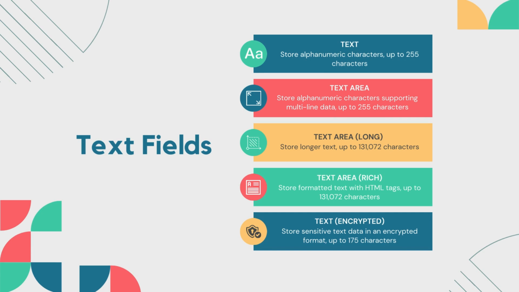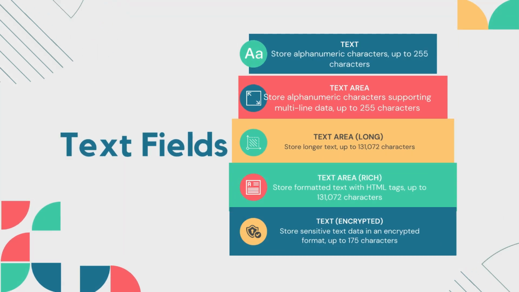Text fields. This type contains 5 different individual field types. Text is used to store alphanumeric characters up to 255 characters. Text area allows us to store alphanumeric characters supporting multi-line data up to 255 characters. Text area long is used to store longer text up to 131,072 characters. Text area rich allows us to store formatted text with HTML tags up to 131,072 characters, and text encrypted is used to store sensitive text data in an encrypted format up to 175 characters.